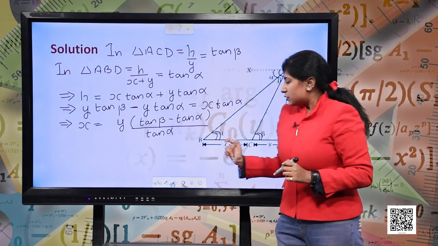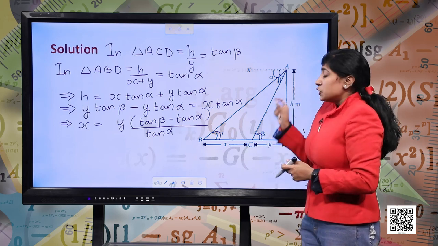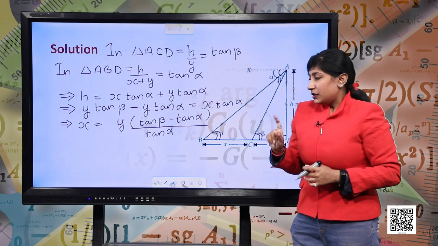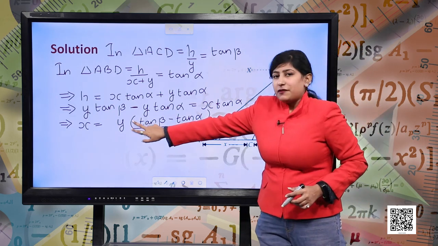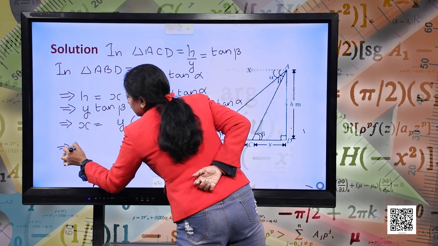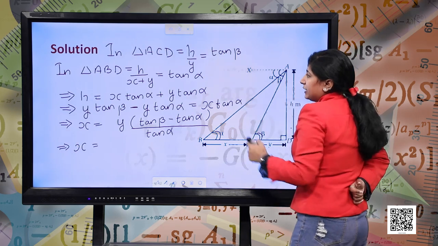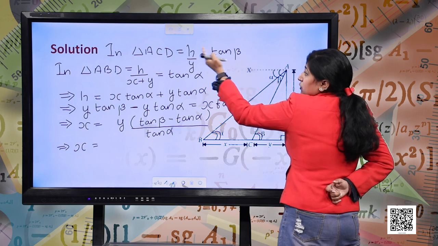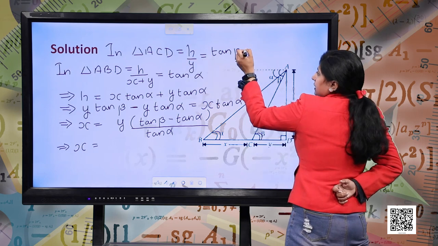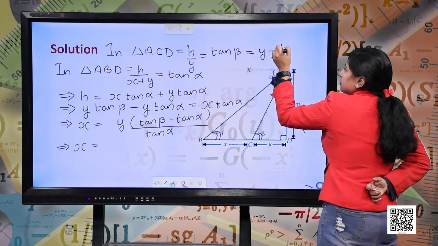We were asked to find X only, but here there is a small difference. We were given H in the question, so we have to give the answer in terms of those variables which are already given. The Y was not given and we assumed it. So we need to replace the value of Y, and I will use this equation for the same purpose. So X is equal to, the value of Y from this equation is H upon tan beta, because Y goes here with tan beta. So if H is equal to Y tan beta, then we know, see, value of Y becomes H upon tan beta.